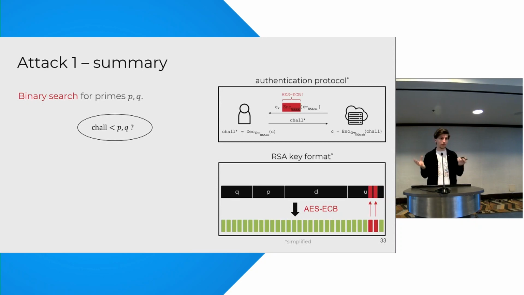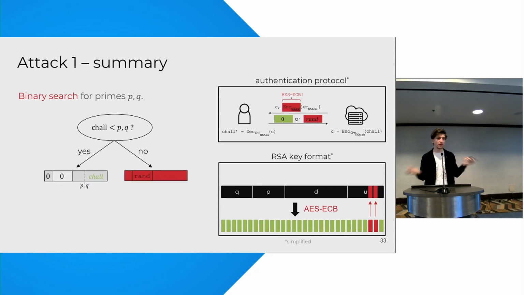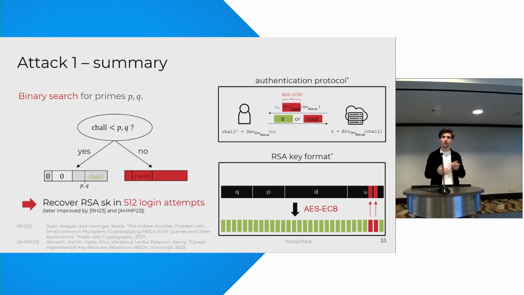If this guess was smaller than both primes, then as we just discussed, the client will send back a 0 to the server in the authentication protocol, and otherwise it will send back a random string so the adversary can recover the RSA-CRT key in 512 login attempts when we combine this with a standard lattice-based attack. This was later improved significantly down to 6 login attempts with a much fancier lattice attack, and then again re-improved to 2 login attempts by exploiting an additional attack vector.